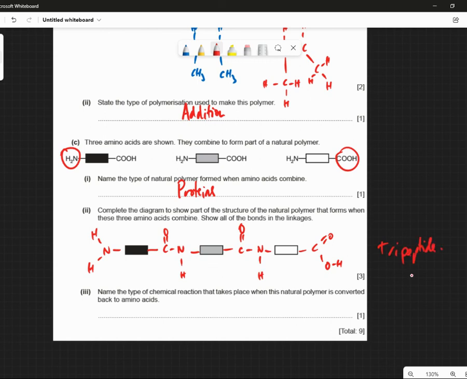That's just interesting. Name the type of chemical reaction that takes place when this natural polymer is converted back to amino acids. Now, when we go back from this to this, we call that a hydrolysis. And that, ladies and gentlemen, is the whole paper done. I hope you realize how easy these things are. Let me turn off the video.